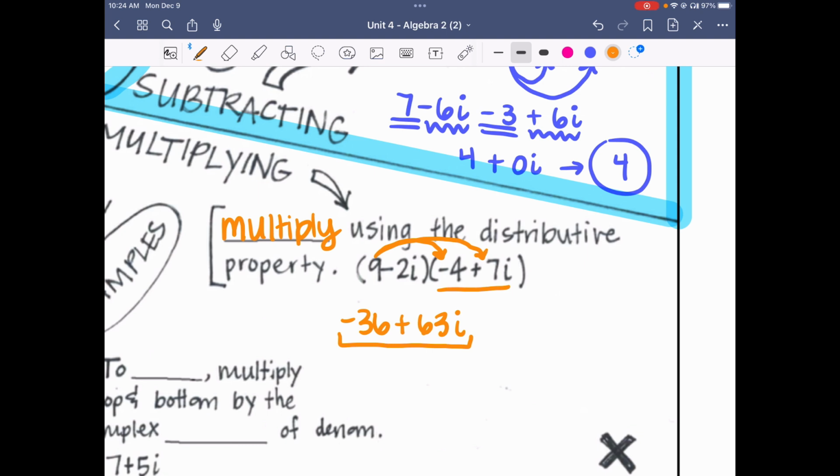Then I would take the negative 2i and distribute that to both of these terms in the second. So when I do the negative 2i distributed times negative 4i, I'd get plus 8i. And then negative 2i times 7i would be minus 14i squared. So this part comes from the second distribution that I did. I'm just going to clean this up a little bit here for clarity.